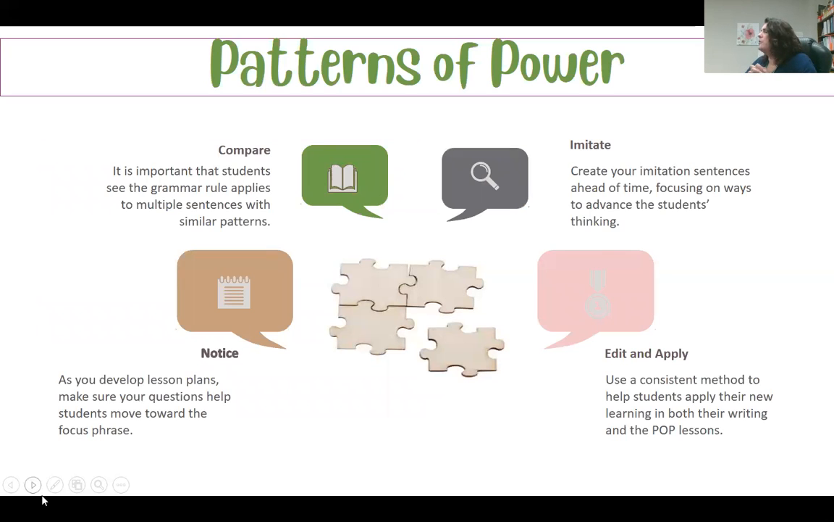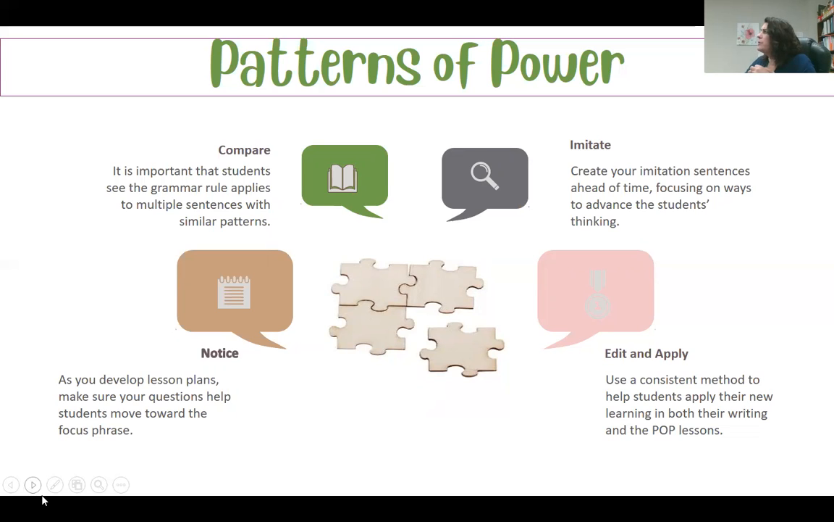So just remember, in patterns of power, you're going to have your notice day. As you develop lesson plans, make sure your questions help students move towards that focus phrase. So make sure you have some thoughts in mind in case the students get sidetracked. You have some ways to look at that sentence that are going to help move them towards what you're focusing on. Compare. It's important that students see the grammar rule applied to multiple sentences with similar patterns. So make sure that you point out those things that make them similar, but also what makes them different. So students are seeing that sentence structure multiple times.